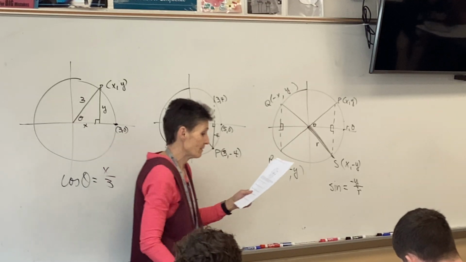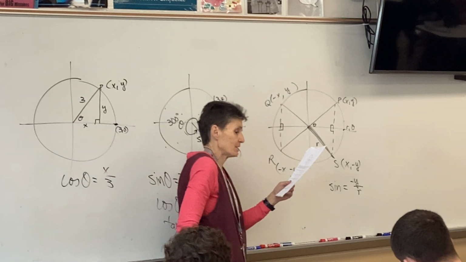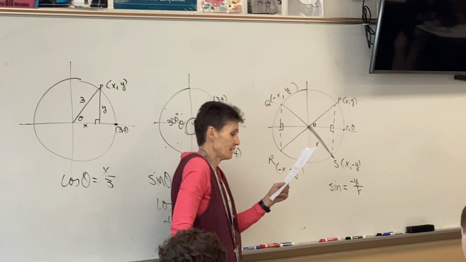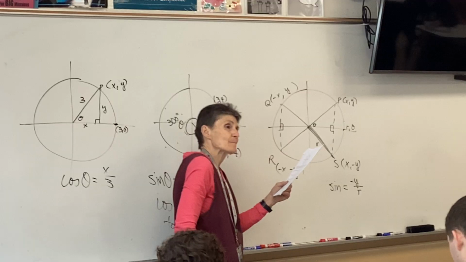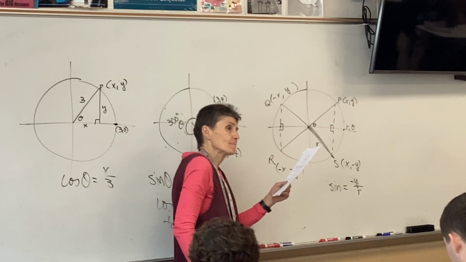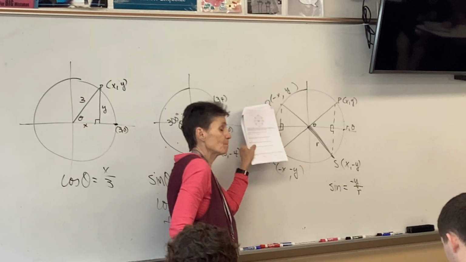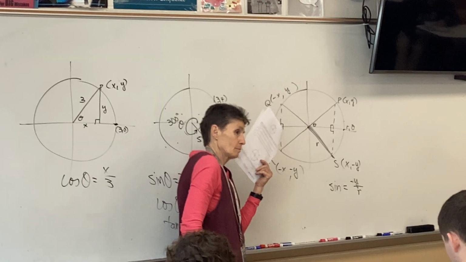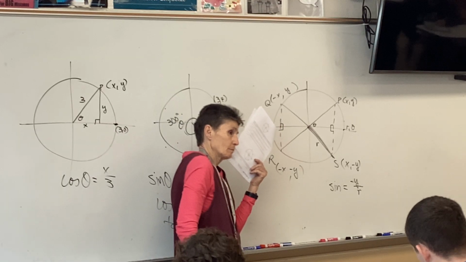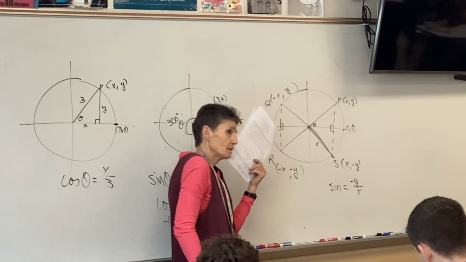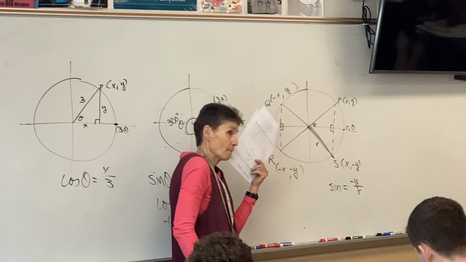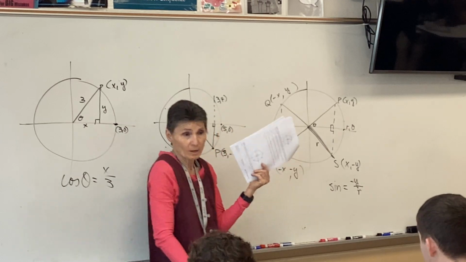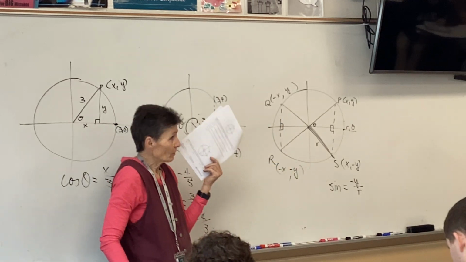All right, you do 5. The cosine at Q. What is the cosine at Q? Here's Q. Negative x over R. I can't tell if anyone knows what I'm talking about or not. Y'all good here?